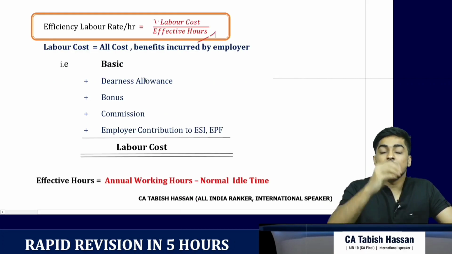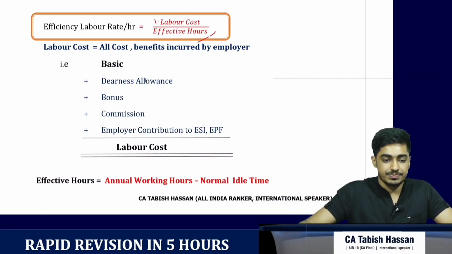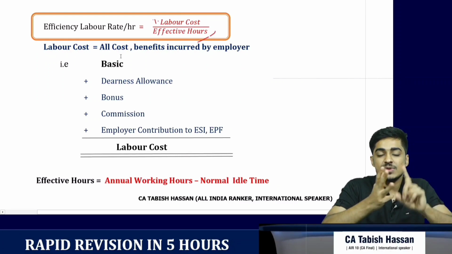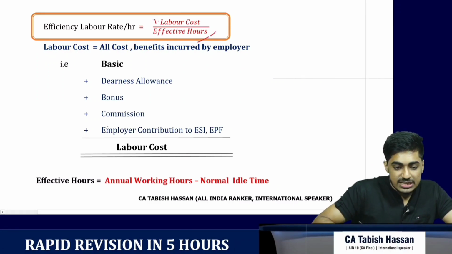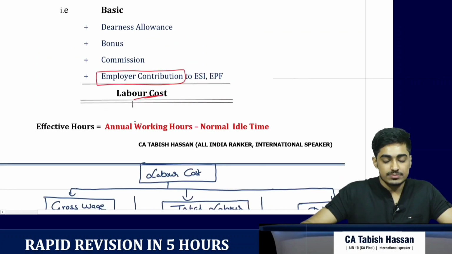It is the total of all costs and benefits incurred by the employer for the employee. See, we have the basic pay, we have DA, we have bonus, we have commission, and we also have the employer contribution to ESI and PF. When we add all of this, we get the total labor cost. Clear? And what are the effective hours?